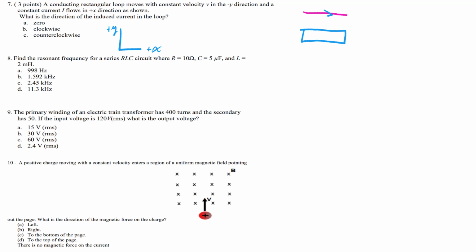Okay, because we have a constant velocity, we are moving. And because we are moving, we are going to have an induced current. And that induced current is either clockwise or counterclockwise. If we were still, or if we didn't have a velocity, we would not have an induced current. Okay, but because we are moving, we are going to have an induced current. So automatically, because we're moving, it cannot be zero.